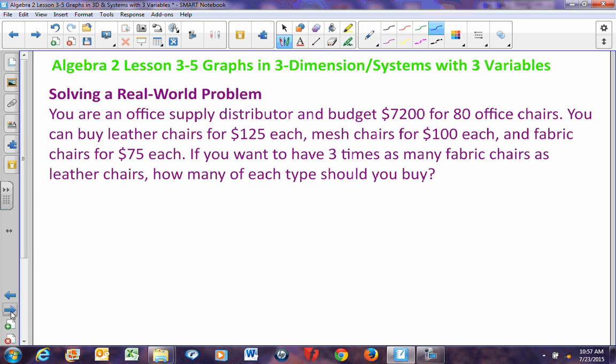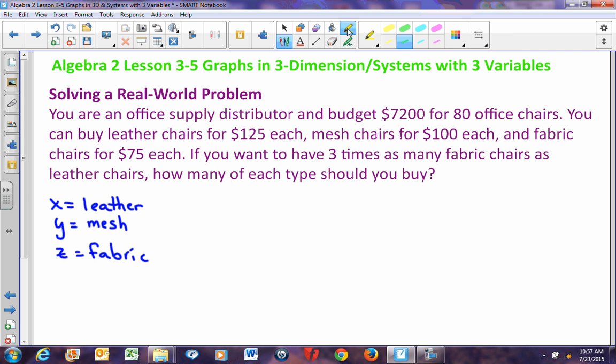Okay, let's make this easy. x equals leather. y equals mesh. And z equals fabric. I could have used L, M, and F, but my L's look a lot like 1s, and I would have messed it up. You can buy at most 80 office chairs. So one of my equations has to be based upon the number of chairs that I buy. So the number of leather chairs plus the number of mesh chairs plus the number of fabric chairs has got to equal 80.